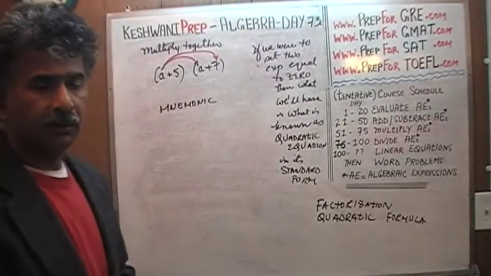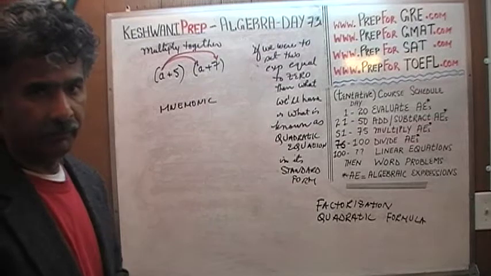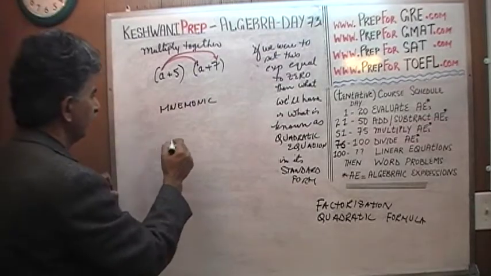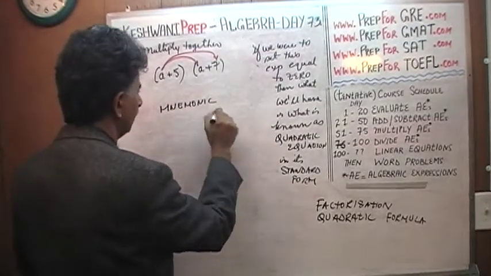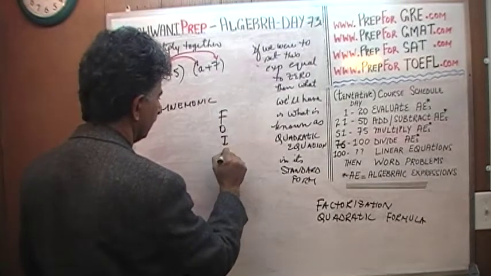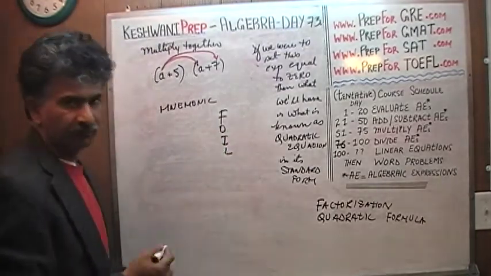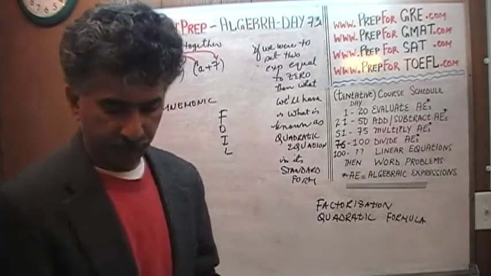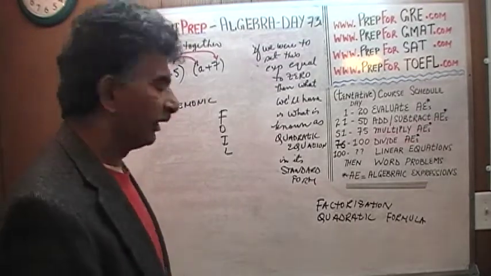American kids are taught in their schools a mnemonic device, a memory device, to remember the procedure, and they use what is known as FOIL. First, outer, inner, last. Whatever that means. I never figured it out, and I don't want to. But that's what they use, FOIL.